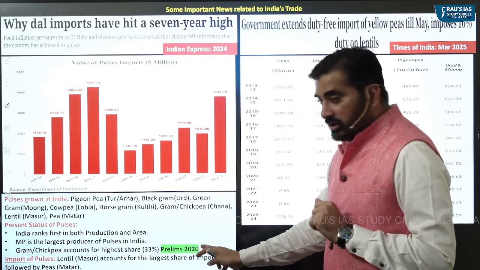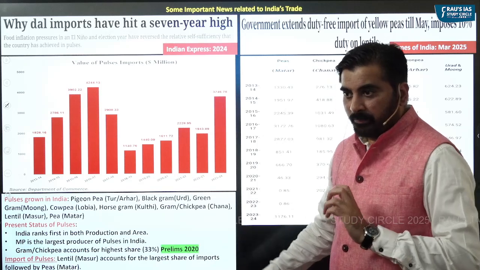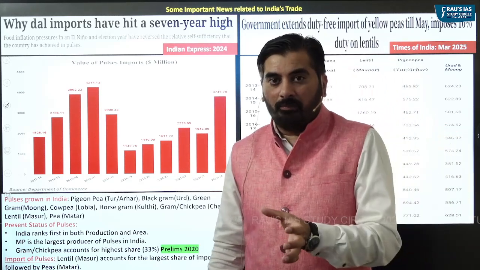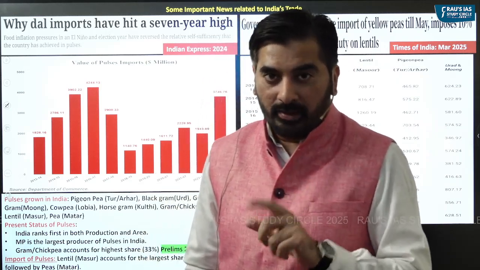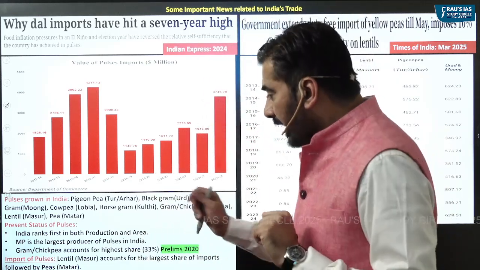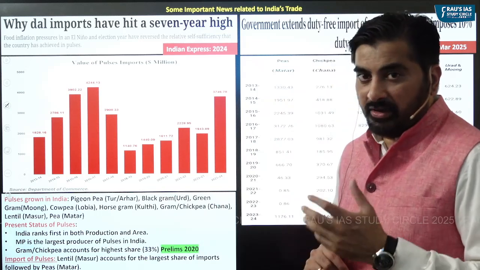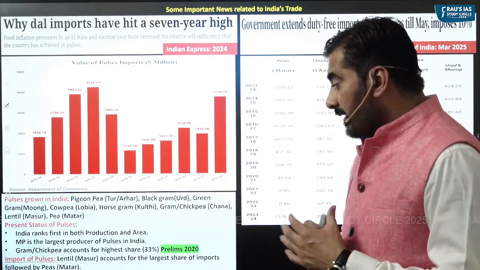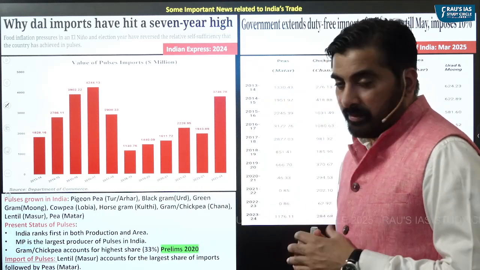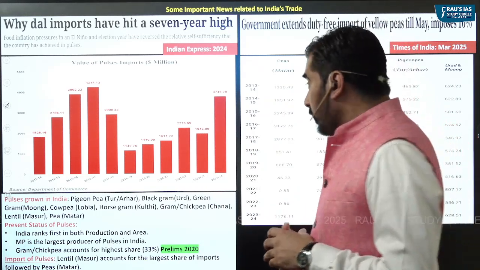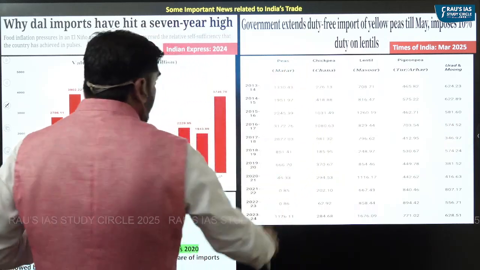In fact, this was a question asked in Prelims 2020. But with respect to import of pulses, which pulse are we importing the most? That is what is important. And as you can see, the pulse that we are importing the most is lentil, that is masoor dal, followed by matar, peas.